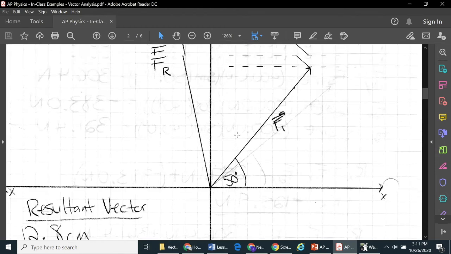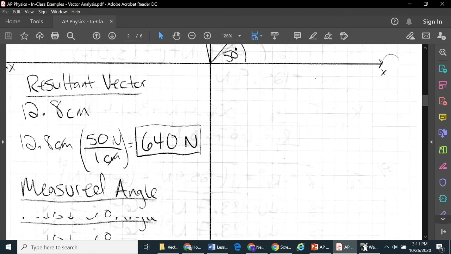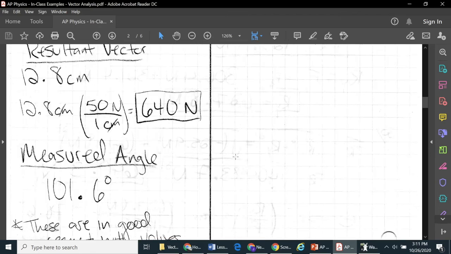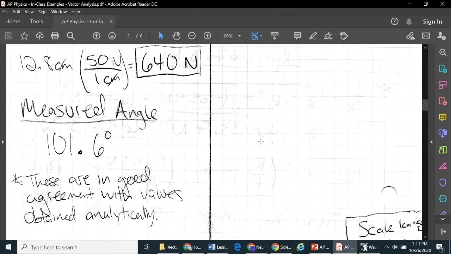And of course, I want to go ahead and measure that angle. So I measured the angle here between this resultant and the x-axis down here. And notice the y-axis is going to be 90 degrees away from the x-axis, so I know already that this is pretty close. But when you measure it, I actually got 101.6 degrees. The graphical method has a lot of imprecision because we're drawing the things by hand and there's some uncertainty in the measurements we're making with the rulers, etc. But the point here is these are in pretty good agreement with the values that we have obtained analytically.